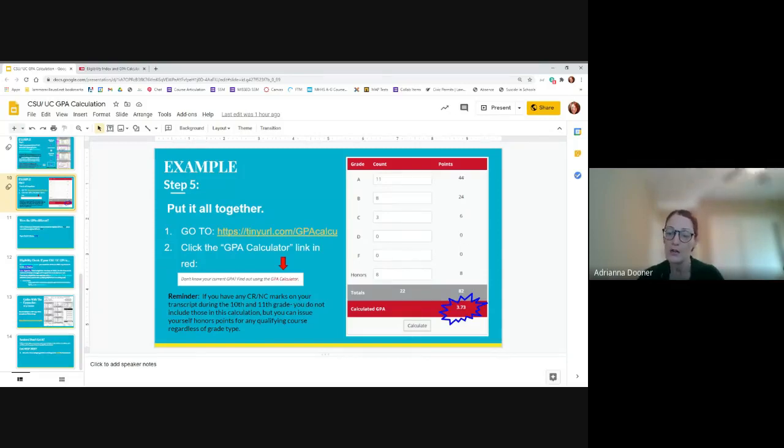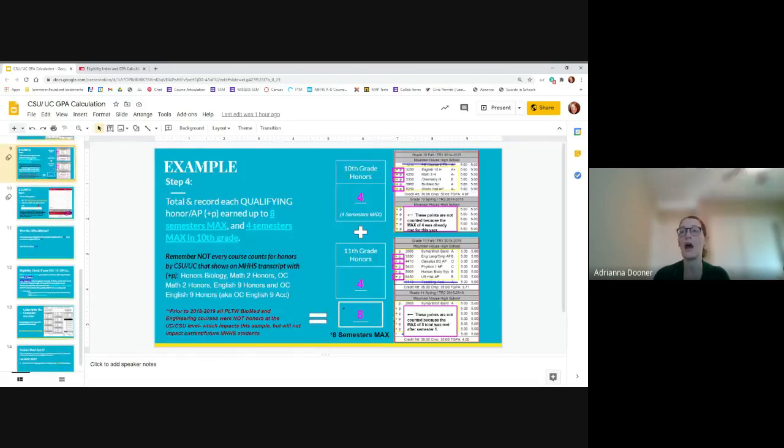And let's see, any honors courses taken from 10th grade are counted towards the CSU UC GPA. So not everything. There were a couple of exceptions that we wrote into the presentation here. If a student took, for example, which is what would most commonly happen, Math 2 honors or online Math 2 honors, they could have taken that in 10th grade, and in that case, that course would not count.